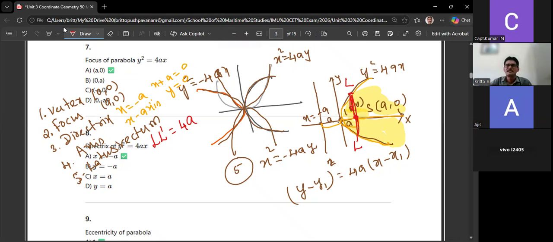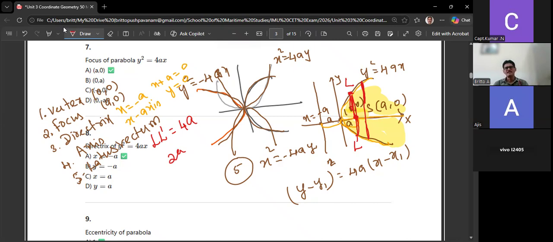So the length of the latus rectum LL dash is the perpendicular distance from one end of the parabola to the other end of the parabola. It must pass through the focus, very important. If it does not pass through the focus, it is also a distance, but it is not a latus rectum. So the latus rectum is equal to 4a. Sometimes they may ask for the half latus rectum, which is 2a. So remember these five points: vertex, focus, directrix, axis, and latus rectum of a parabola.